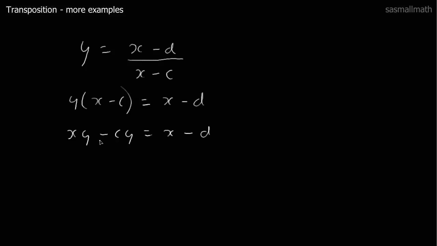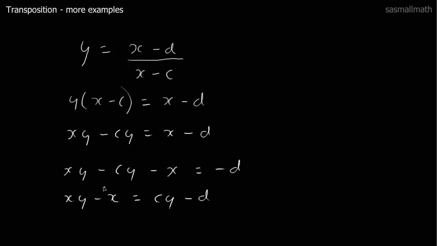Bring all the x's one side, so that's a positive x, so if we take x from both sides that gives us xy minus cy minus x equals minus d. And now we've got this minus cy, we'll get rid of that by adding cy to both sides, so that leaves us xy minus x equals cy minus d.